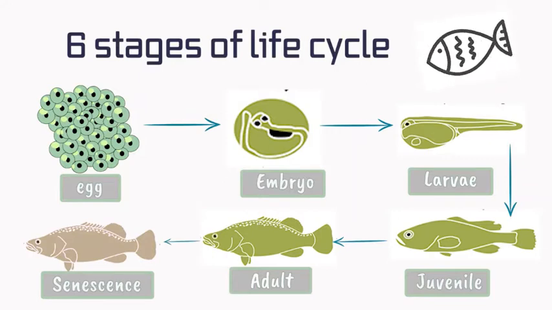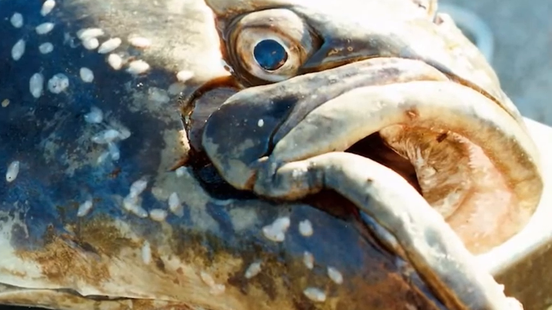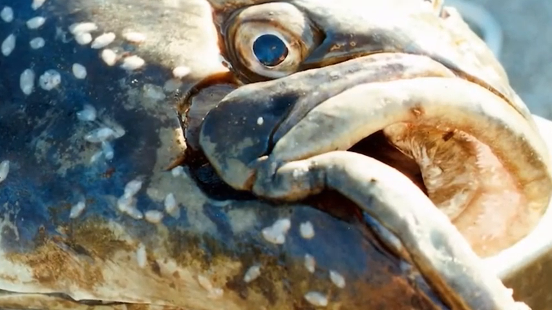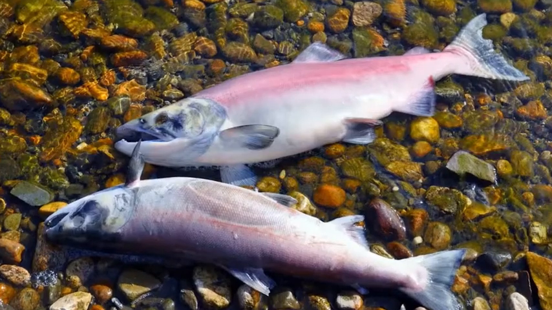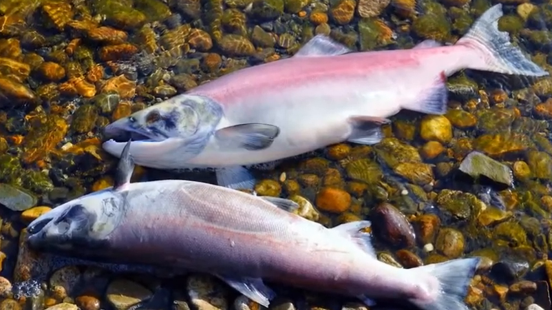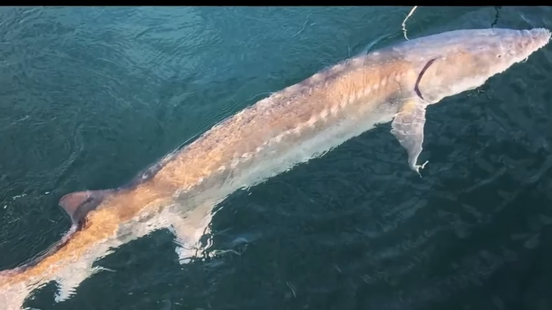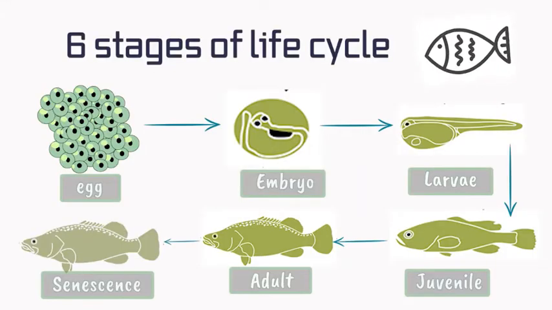The final stage is the senescence, in which fish will stop reproducing. By this time, due to the old age, the growth rate is slowing down and it may last for only a few hours just like salmon or might be several years such as in sturgeon. So that's how a fish undergoes a full cycle of life.